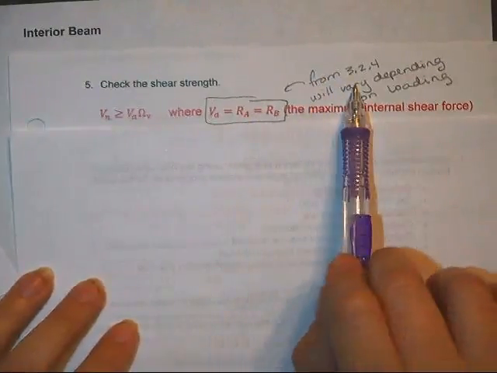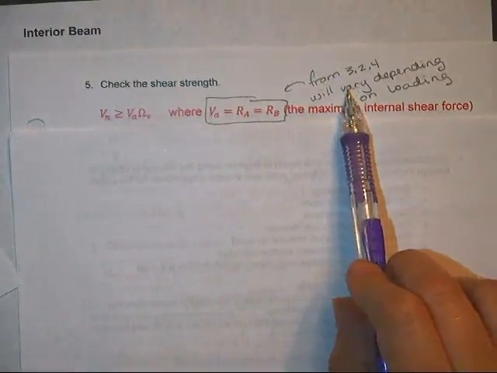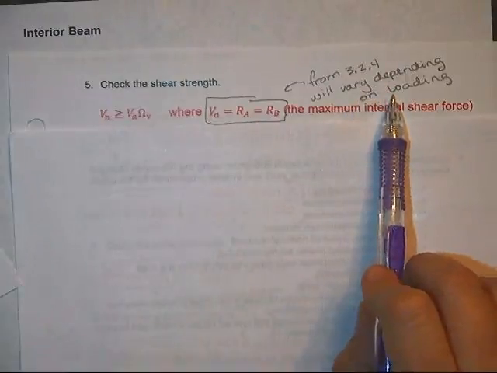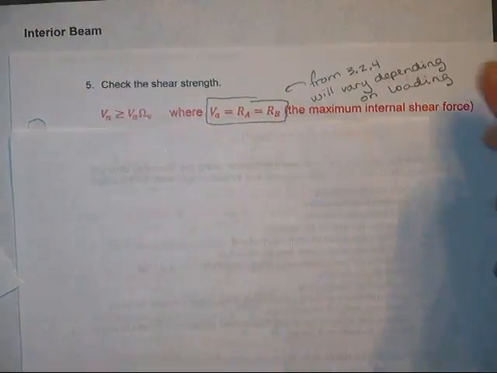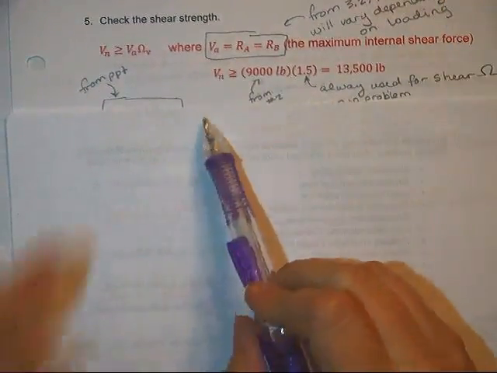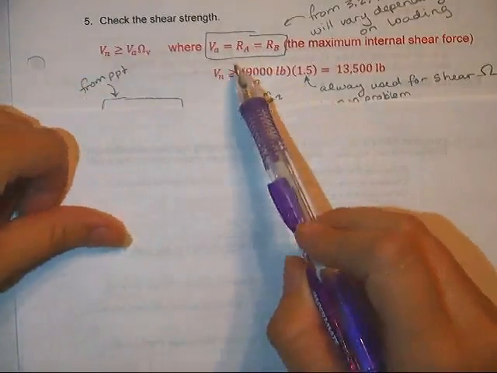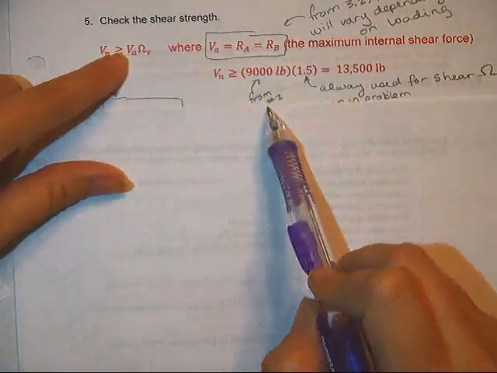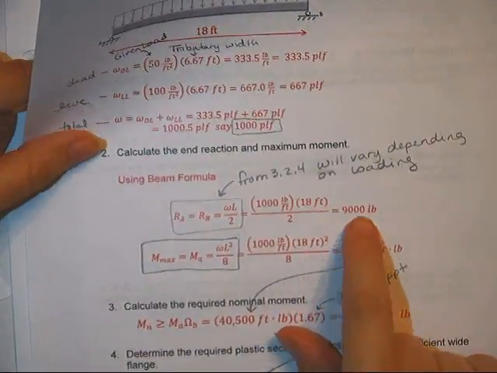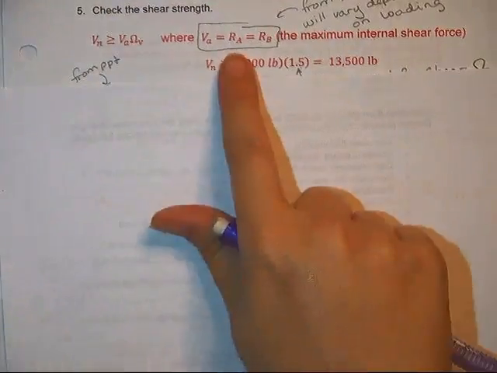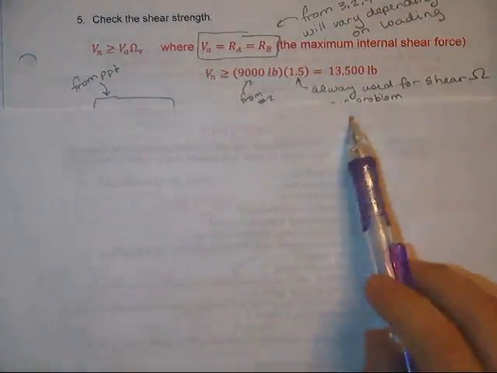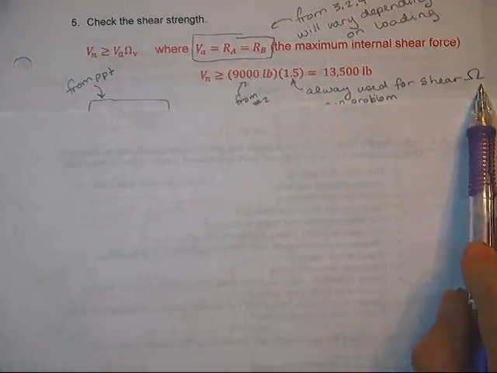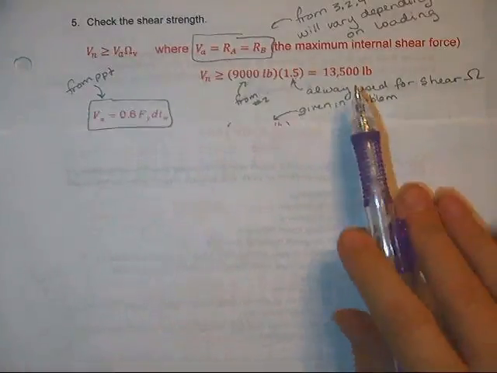Again, this formula we got from 3.2.4 that we did before, and it's going to vary depending on what kind of loading you have on your beam. So this is not the one for every beam. You have to get the one for the correct loading. So here, Vn is equal to VA, which I got from number 2. So when we had right here from number 2, RA is right here, which is VA. I got that from number 2. And this number, 1.5, is the number we always use for the shear safety factor, multiplying at this answer.